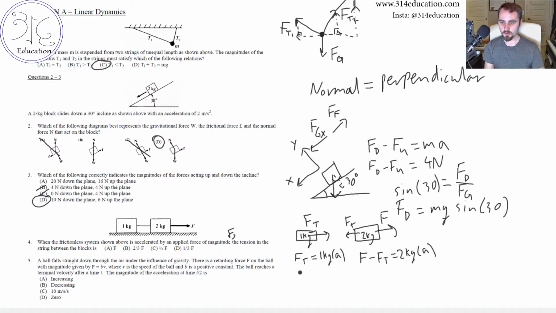So we're going to get A on its own here, and our acceleration is this force of tension divided by 1 kilogram. So let's plug that in here. And so we have the equation that our force F minus F of T is equal to 2 kilograms times, plugging in for A, F of T over 1 kilogram.